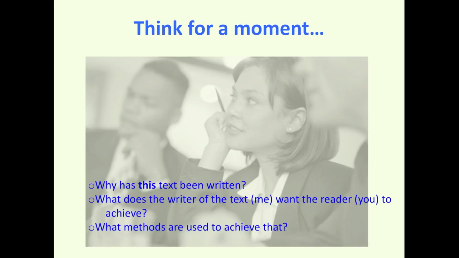That's the end of our different text types. Just think for a moment. Why has this text been written? That is the text that goes with this video. What does the writer of the text, that's me, want the reader, you, to achieve? Why have I written it? What do I want to happen? And what methods have I used to achieve that?